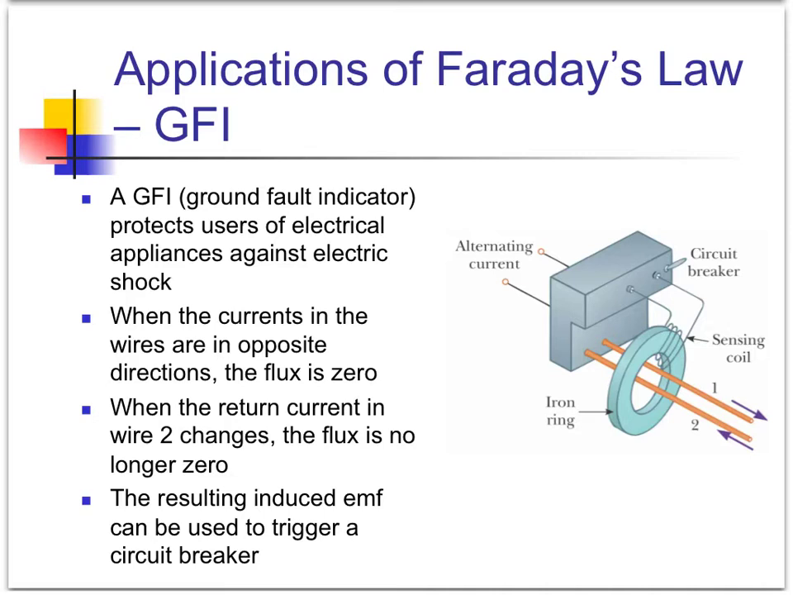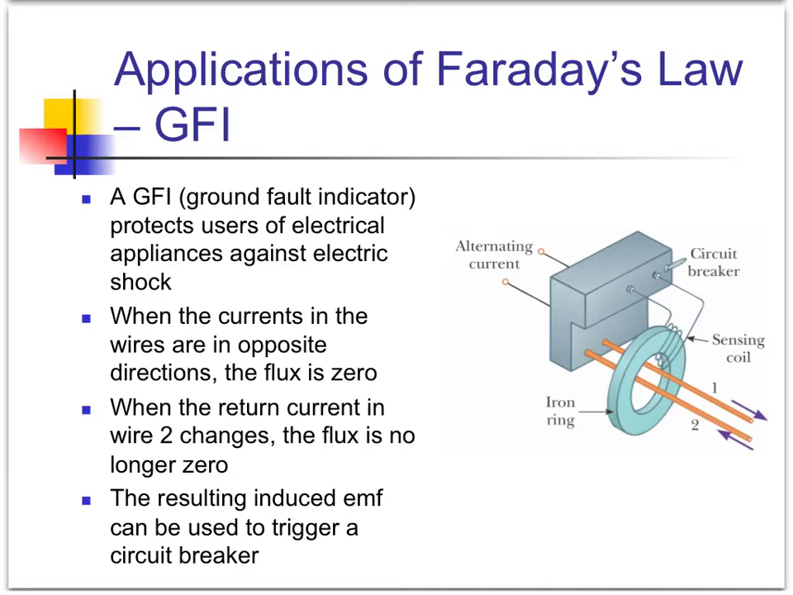The currents in wires 1 and 2 are opposite each other. That just means that as current comes in 2, it comes back out 1. When the return current and the outgoing current are the same, the magnetic field around these two is 0. As we know from Ampere's law, the integral of B dot dl is equal to mu naught times I enclosed. Well, if the currents are equal and opposite, there's no enclosed current, so there's no magnetic field around this iron ring.